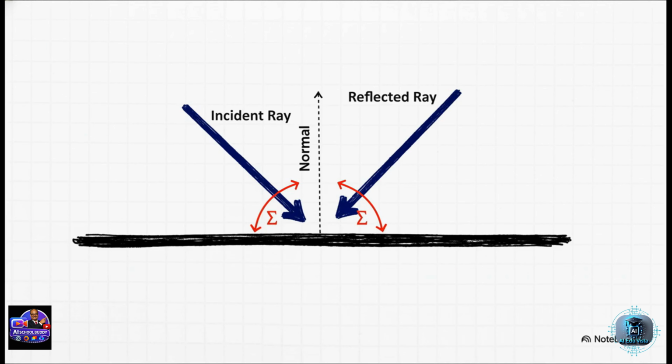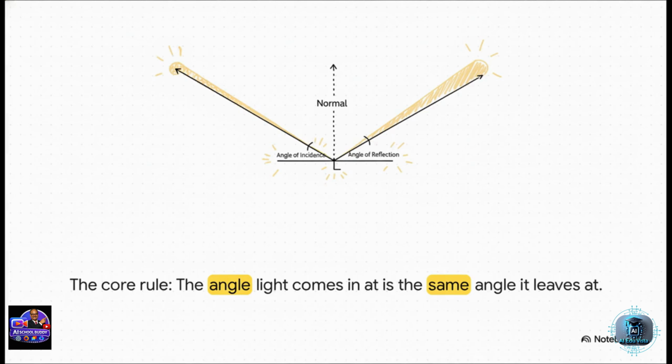The first one is the big one. The angle the light comes in at is the exact same angle it goes out at. The second law just says this all happens on a nice, flat, two-dimensional plane. Simple. And this picture shows that first law perfectly. That incoming beam is the incident ray. The one bouncing off is the reflected ray. And that dotted line in the middle, that's just an imaginary line we call the normal. Just look at how those two angles are perfectly equal. That's the golden rule of reflection.